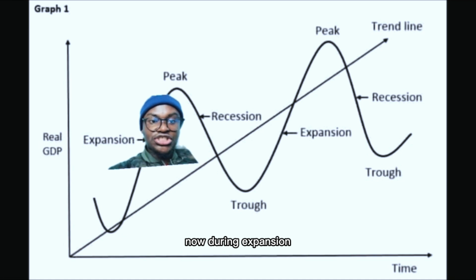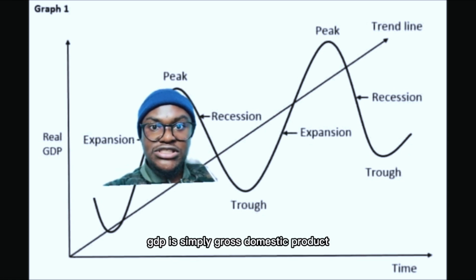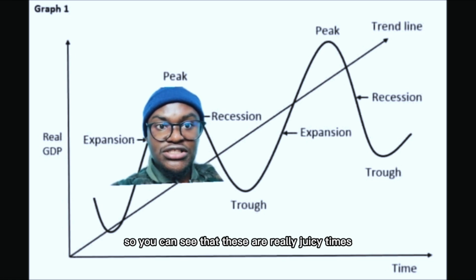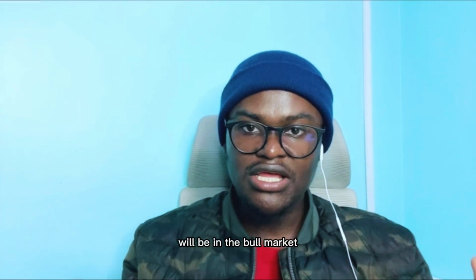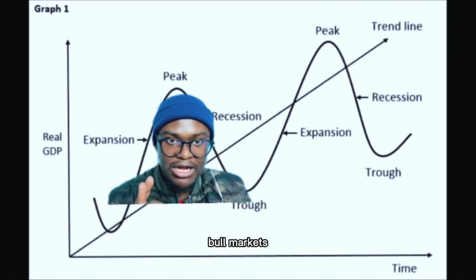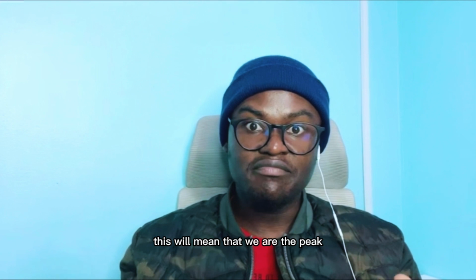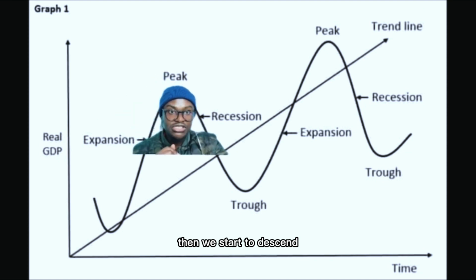Now, during expansion, GDP growth is accelerating at the rate of 2 to 3%, and inflation is at about 2%. GDP is simply gross domestic product. And at this expansion stage, unemployment is usually at about 4.5%. So you can see that these are really juicy times. Of course, juicy times mean that assets like stocks and crypto will be in a bull market. So basically, this expansion is when we experience bull markets. As the prices of these assets grow exponentially and finally reach their max, this will mean that we are at the peak, and that peak will be here. Then we start to descend.